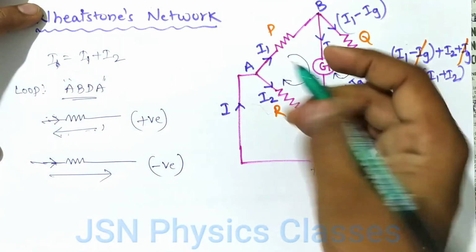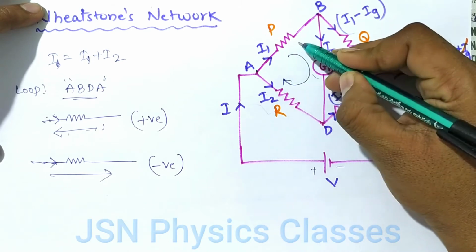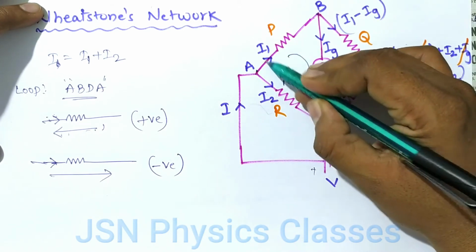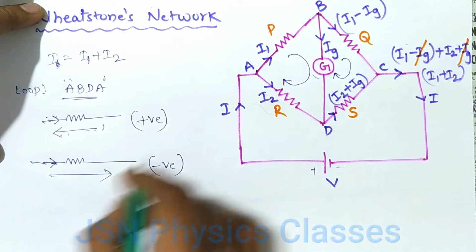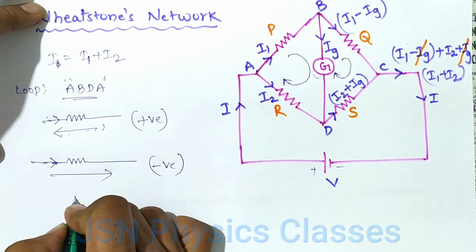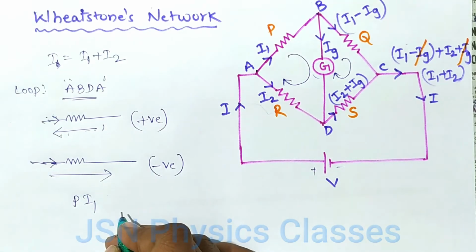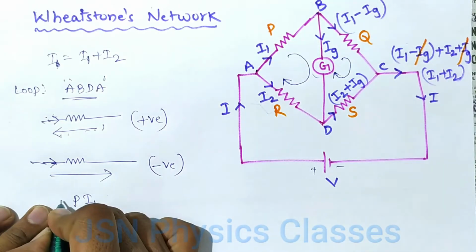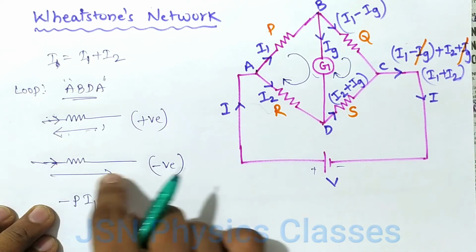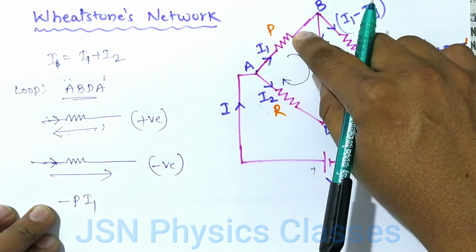So here I am applying from A to B. See, the loop direction and actual current direction, these two are same. That's why I take P into I1, or I1P, just as minus. Same direction. So here the loop direction and actual current direction are the same.